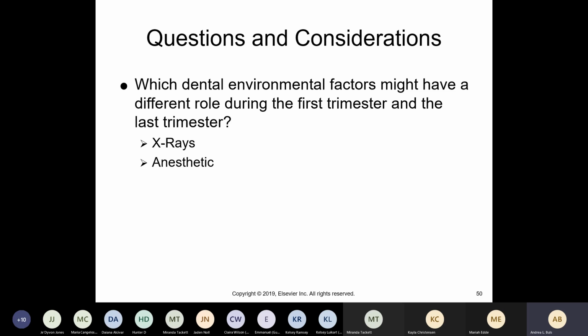Anesthetic is the same thing. We'd like to wait, like I said, past that 8-week period. We want to get past that proliferative period and embryonic period and wait until the 3rd trimester.